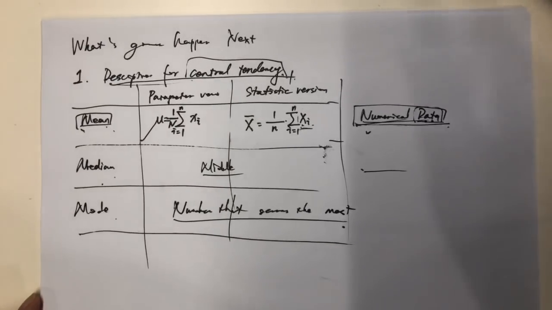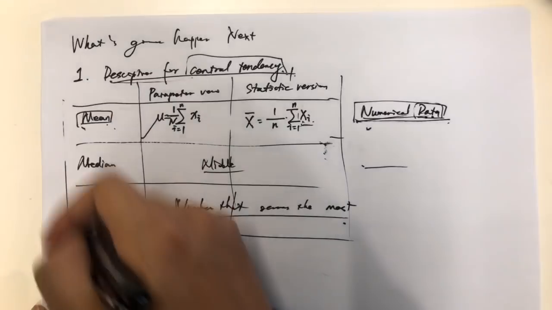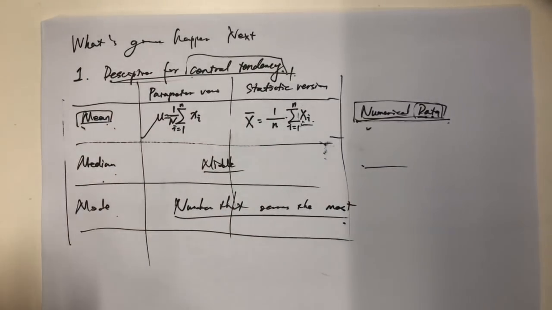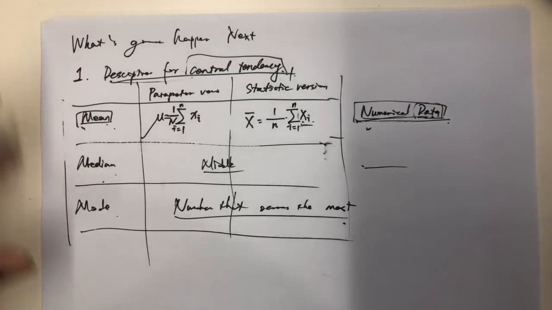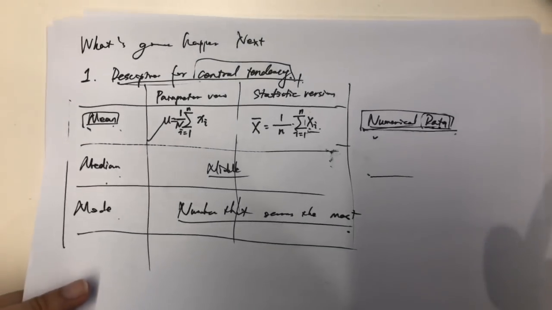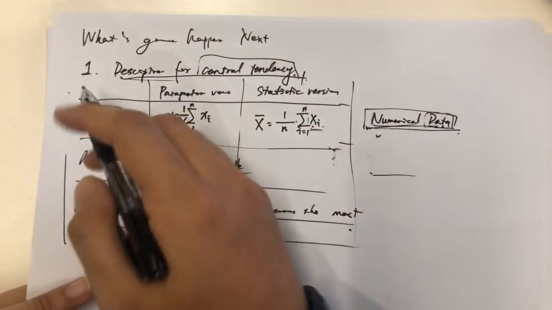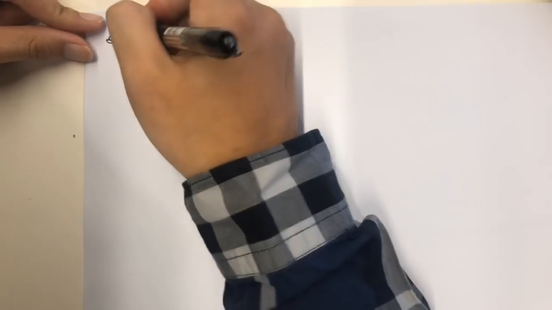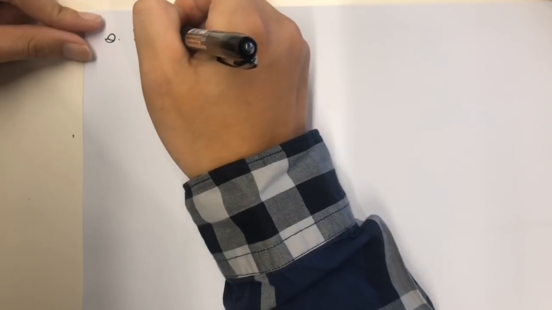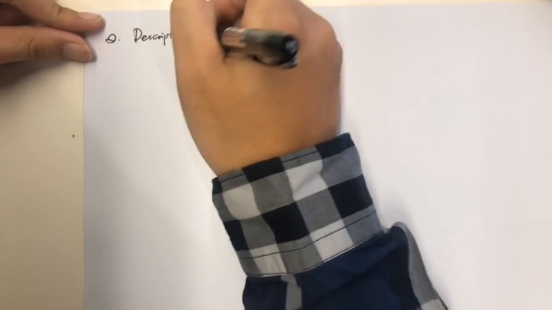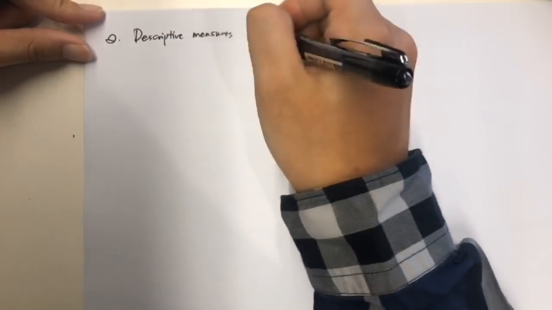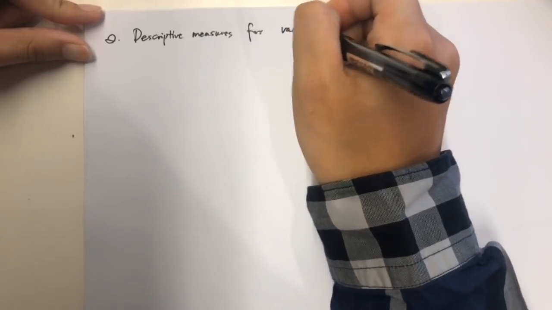So if you don't have any questions, we will move on to the next part, which is the descriptive measures for variation. So no questions, all right? Now, let's move on to the second topic. The second thing is the descriptive measures. Oh, I forgot measures in the last slide. But anyway, descriptive measures for what? Variations.